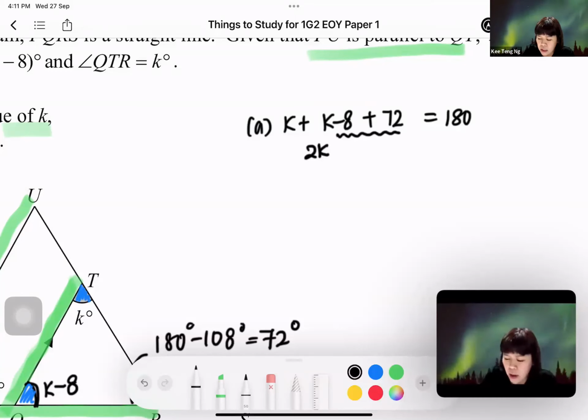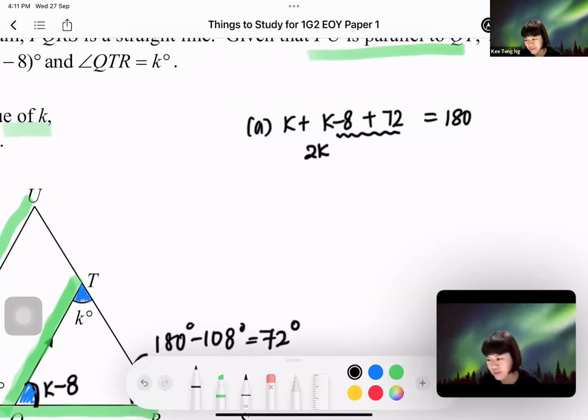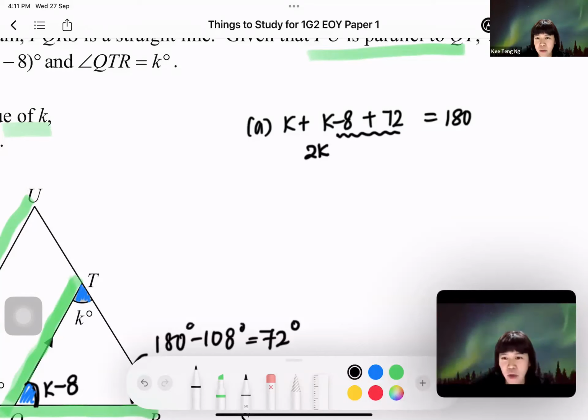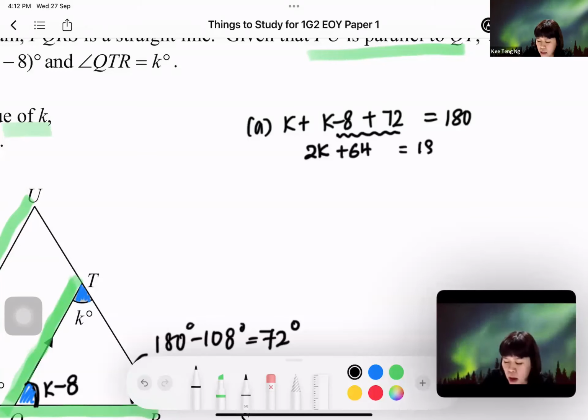Here it becomes how many? Next person, Alvina. Oh, Alvina is in the library. Alvina cannot talk, can type out the answer. What is minus 8 plus 72? Oh, she's okay. Then the rest of you, maybe help. Okay, this one will be plus 64 lah, correct? Is it 64? Then equal to 180.